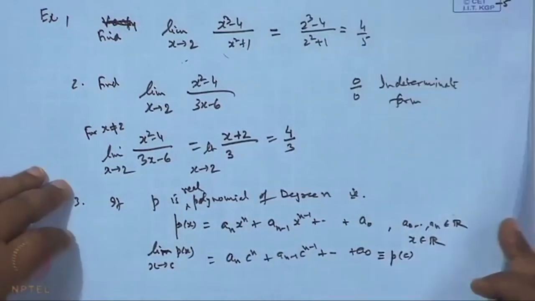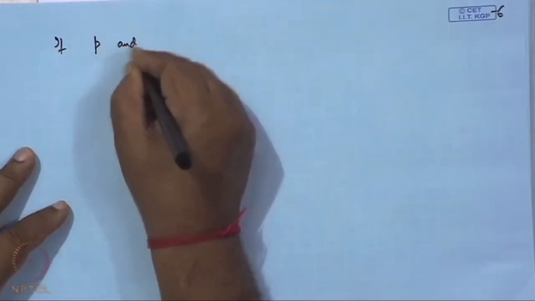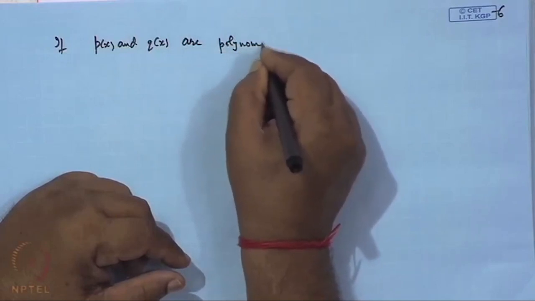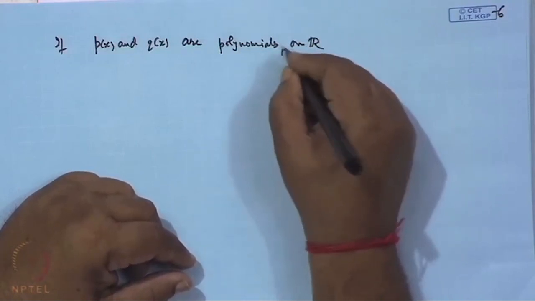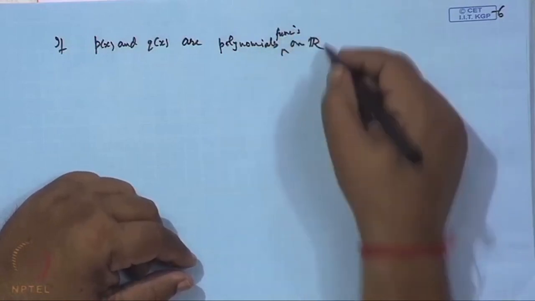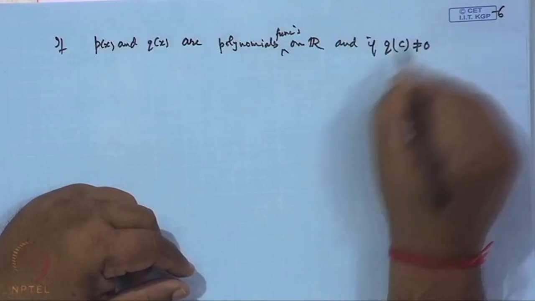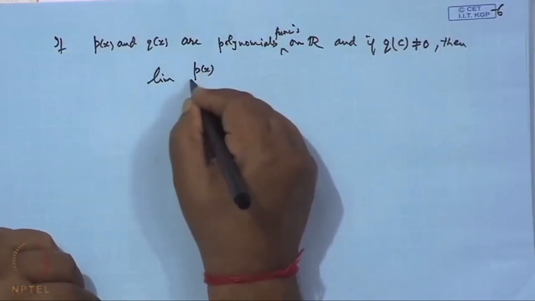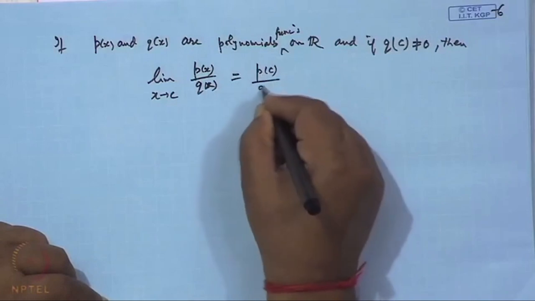Then suppose we have two polynomials P(x) and Q(x). If P(x) and Q(x) are polynomial functions on R, and if the polynomial Q at the point c has a value different from 0, then the limit of the ratio P(x) over Q(x) when x tends to c is equal to P(c) over Q(c). Okay?